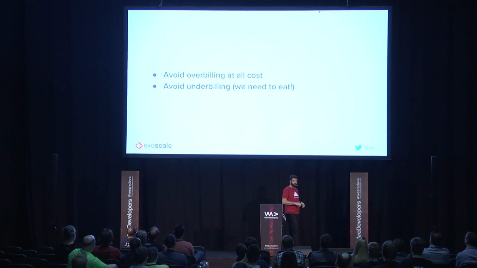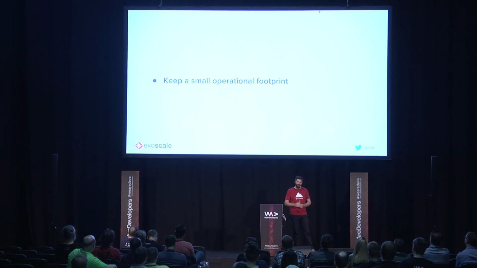And we have a few things that we really need to look out for. The first one is at all costs to avoid overbilling customers, because otherwise we're pretty sure they would leave. And also we can't underbill too much, because otherwise we can't pay the bills ourselves. And the last thing, which was really instrumental to our decision and our approach, is that we want to keep a very small operational footprint, because most of the work that we do should be devoted to running the actual workloads that our customers want to run, and not the surrounding infrastructure and support infrastructure.